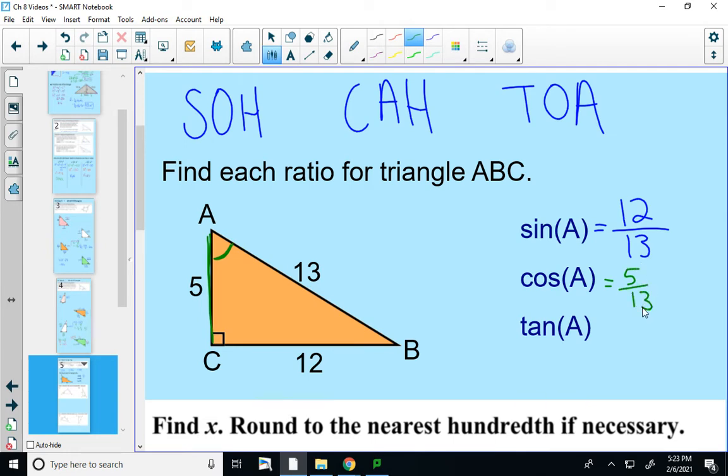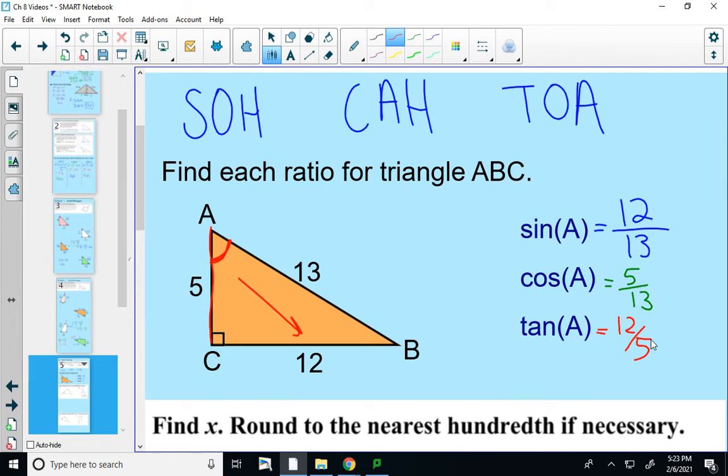All right, and then tangent would be opposite over adjacent. So again, we're looking at angle A. Opposite is 12. Adjacent, meaning next to, is 5. So that would be 12 over 5. And these are the trig ratios just based on angle A. If I found tangent of angle B instead of angle A, it would be a completely different number.